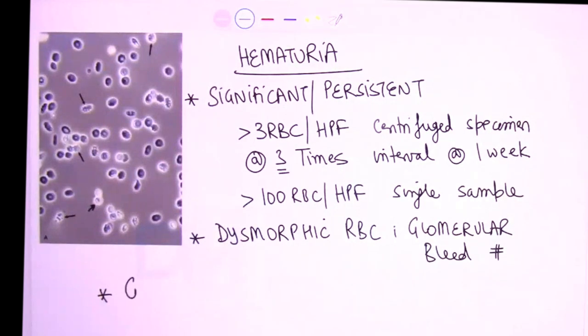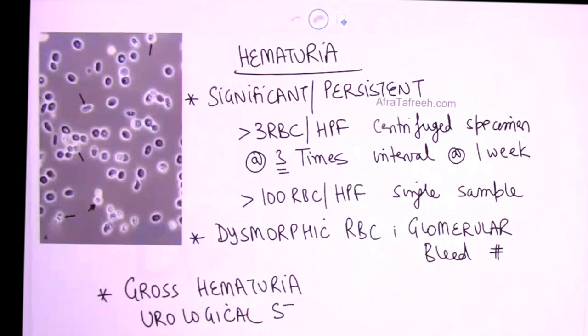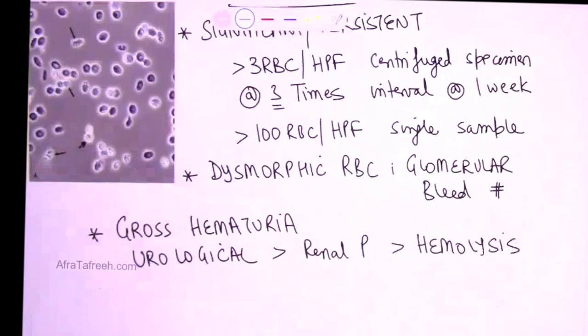Now, if a person has gross hematuria, like the first episode or maybe a second episode that has happened in the span of the previous 2 or 3 days, the first thought process should be a urological cause. It could be kidney stones, bladder stones, or bladder cancer. Once the urological causes have been ruled out by investigations, only then should you think in terms of renal parenchymal causes like glomerulonephritis, and lastly you should also think in terms of hemolysis.